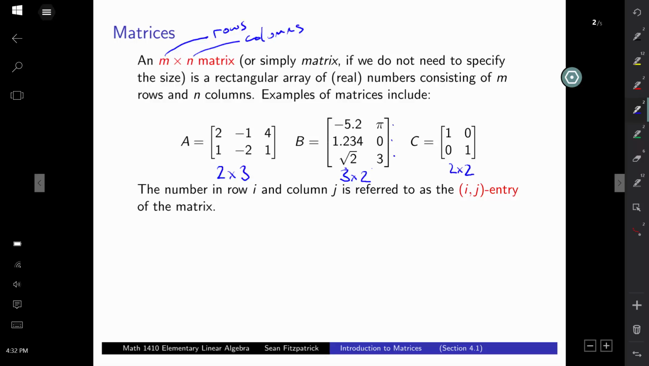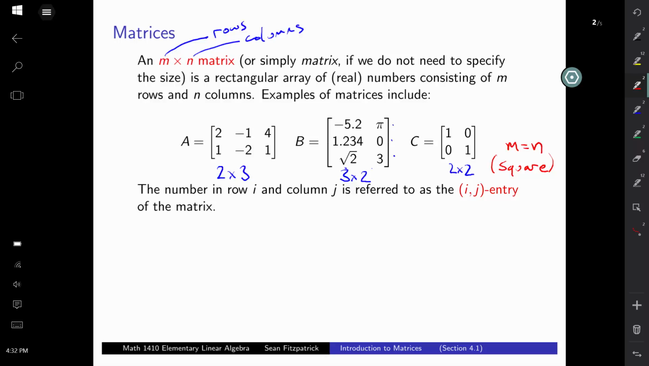This case, by the way, where the number of rows is equal to the number of columns, these are referred to as square matrices. So m is equal to n in this case, right? Both of them are equal to 2. So square matrices will be important later on. So there's language for them because square matrices have certain properties, and there are certain things that you can do with a square matrix that you can't do with other matrices.